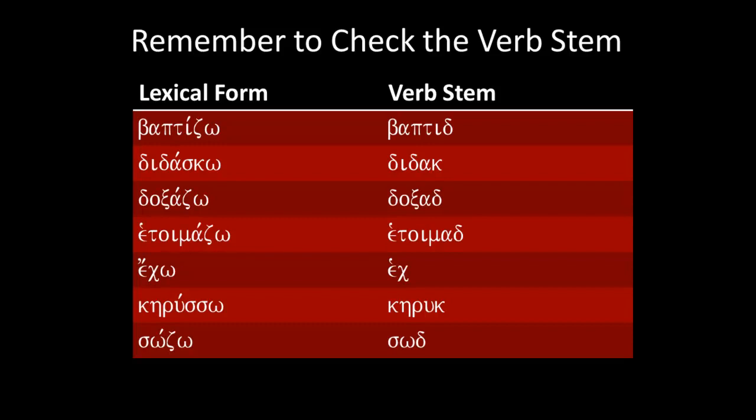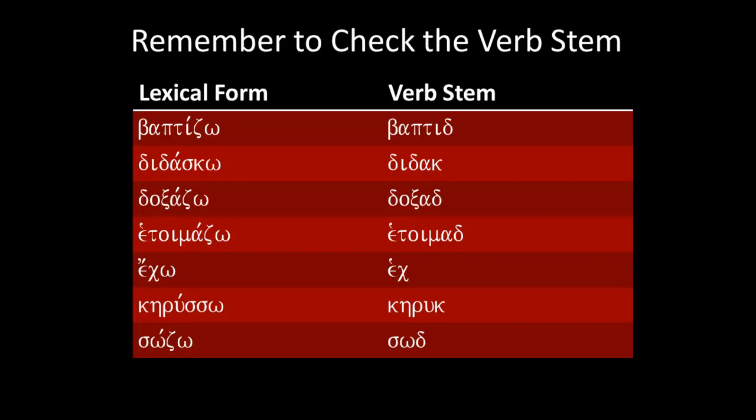Echo, notice this has a smooth breathing mark. This one's a bit different. Here we have a rough breathing mark on the verb stem, hek. So the future tense would be hex plus the endings. Kerusso, here the verb stem is keruk. So when you add that k plus a sigma, it's going to turn into keruks. And then sodzo, its verb stem is sowed.